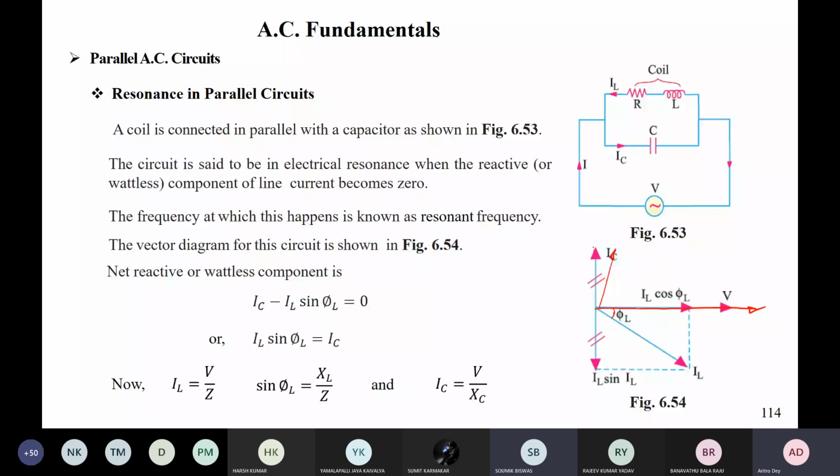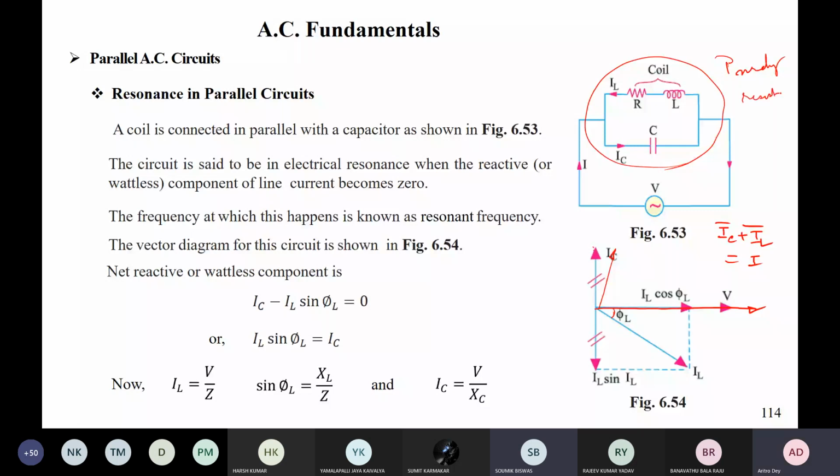So when can resonance happen? During resonance, your net effective current, which is the total current, IC plus IL, the phasor sum of these two, is your I. This total current has to be in phase with your voltage, right? So overall, the equivalent impedance will be purely resistive.